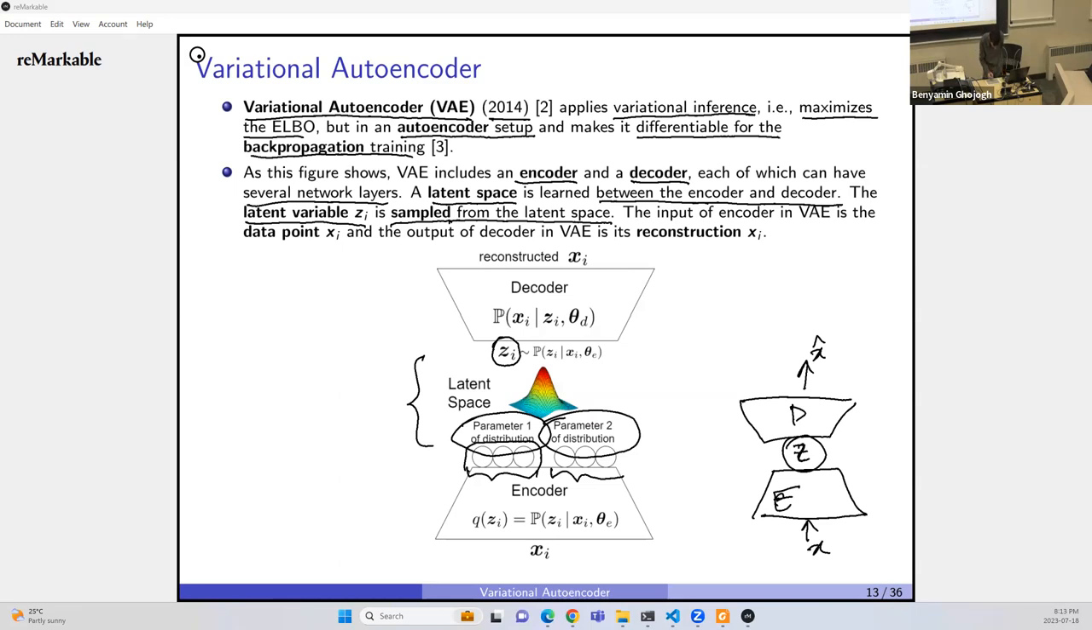And then you have Zi, the sampled latent variable from the probability density function. You feed it to the decoder. Then you get some output, the reconstructed Xi. Okay, this is the ideal variational autoencoder.